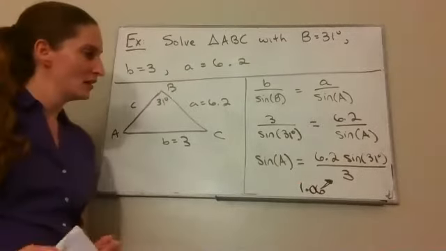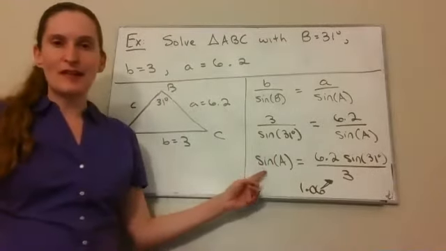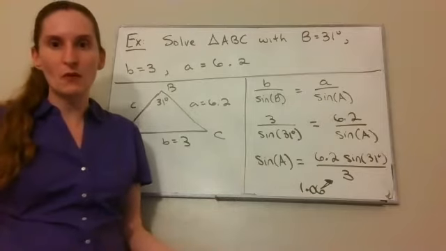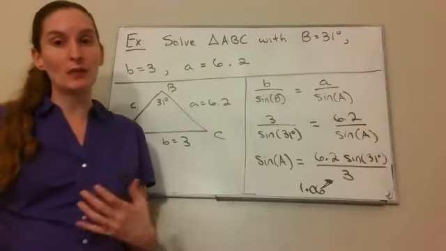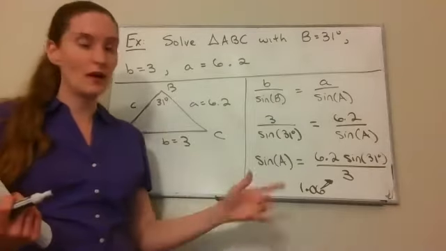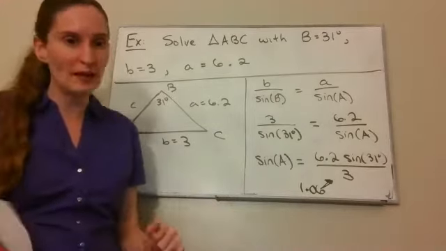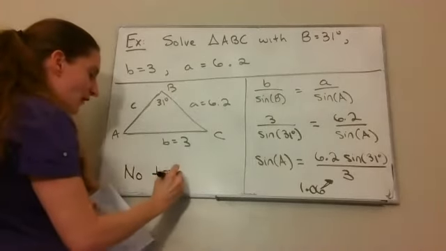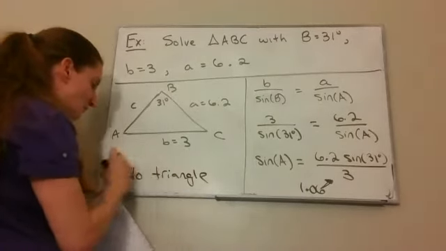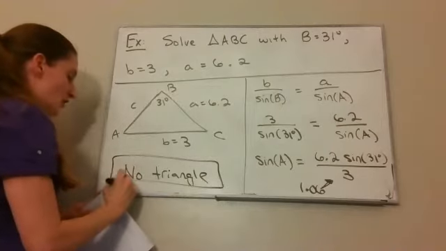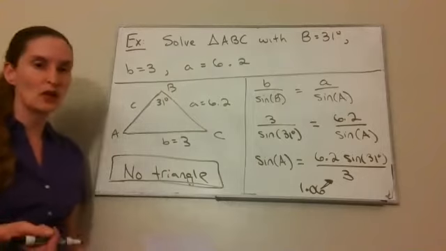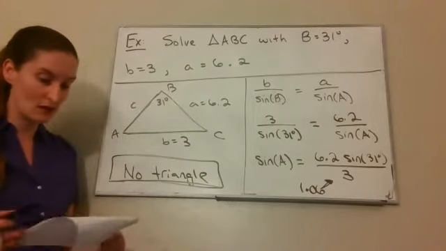right side. And is it possible for sine of an angle to be equal to 1.06? No. Sine is always going to be between -1 and 1. 1.06 is too big. So this tells me that there's no triangle that satisfies this. No solution. I don't even need to bother trying to find the other sides. There is no triangle that satisfies these conditions.